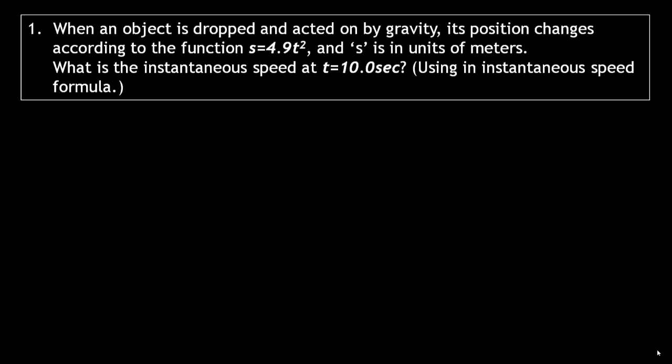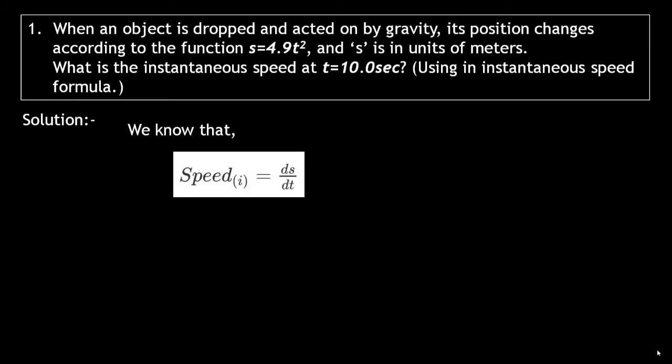When an object is dropped and acted on by gravity, its position changes according to the function s is equal to 4.9 t square. Here s is in meters. What is the instantaneous speed at t equal to 10 seconds? So here they have given a hint, that is using the instantaneous speed formula. At time 10 seconds, what's the instantaneous speed of that object? So let us solve this problem.